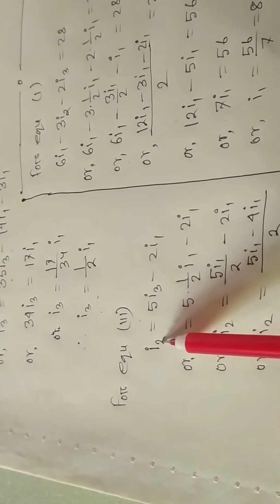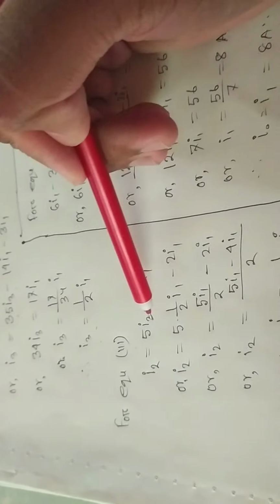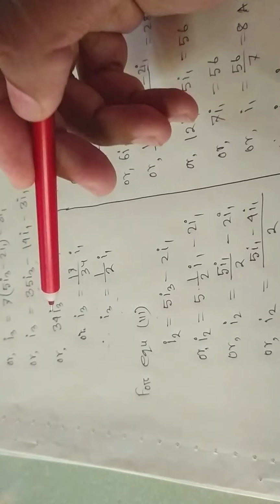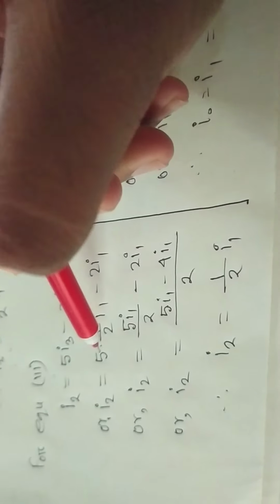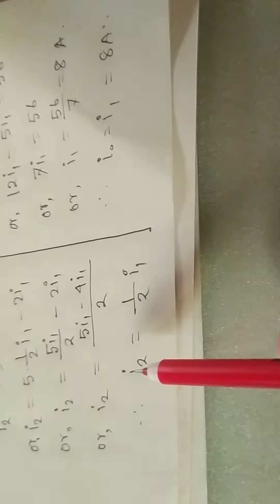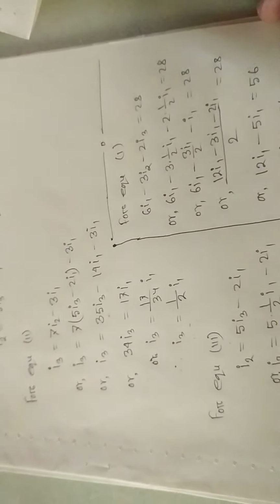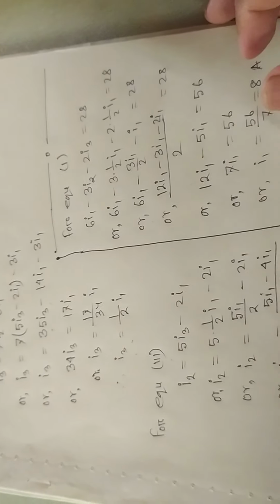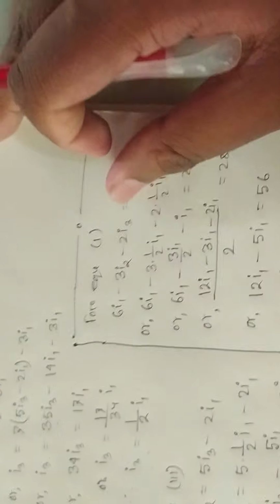For equation 3, I2 equals 5 I3 minus 2 I1. I set the I3 value here: I3 equals half I1. Easily calculating, I2 equals half of I1. Now I set the I3 and I2 values into equation 1.